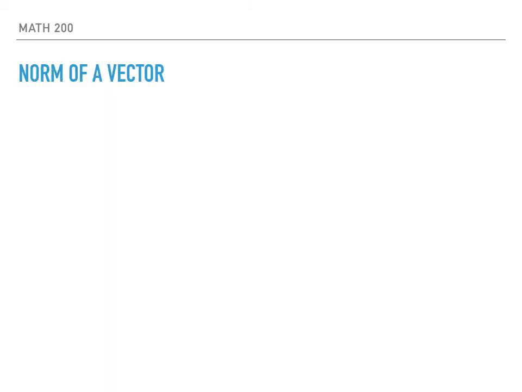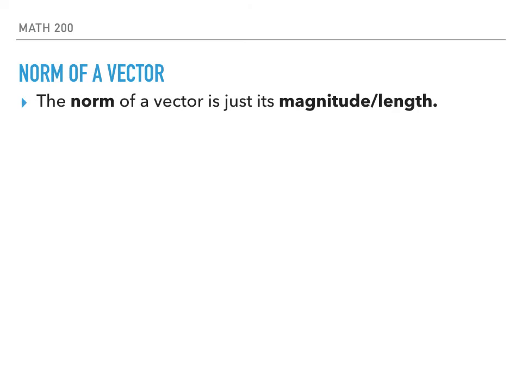Another operation. There's a lot of language that we use in this course that is synonymous and used in particular contexts. I don't really care about that a whole lot, so you can interchange synonyms however you please for the most part. The norm is just the magnitude, which is just the length.